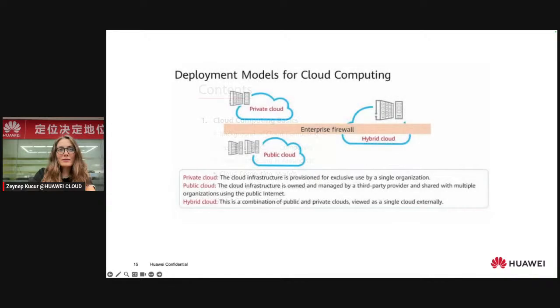So I would like to show again the cloud computing deployment models. There is private, public, and hybrid cloud. We said that private cloud is where the cloud infrastructure is provisioned for exclusive use by a single organization, and public cloud is where the cloud infrastructure is owned and managed by a third-party provider and shared with multiple organizations using the public internet. Huawei has public cloud, and you can use it when you go and purchase our cloud resources on huaweicloud.com. It is public cloud. And then there is hybrid cloud. This is a combination of public and private clouds viewed as a single cloud externally.